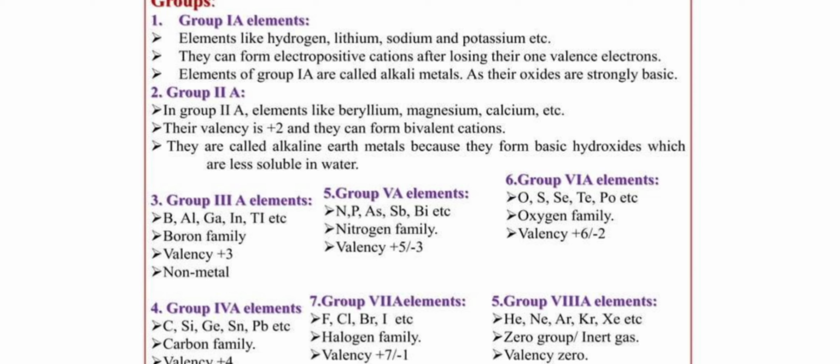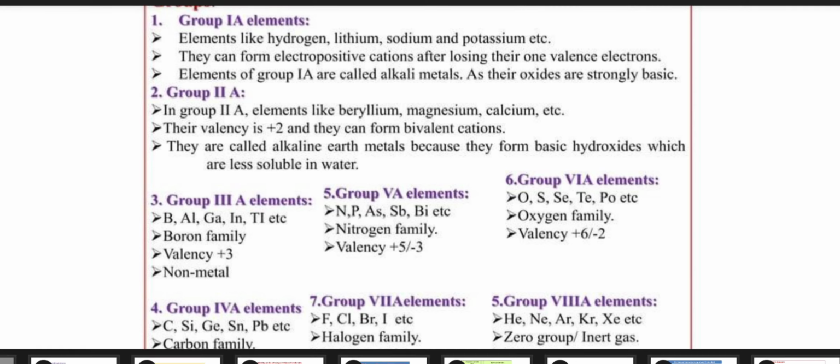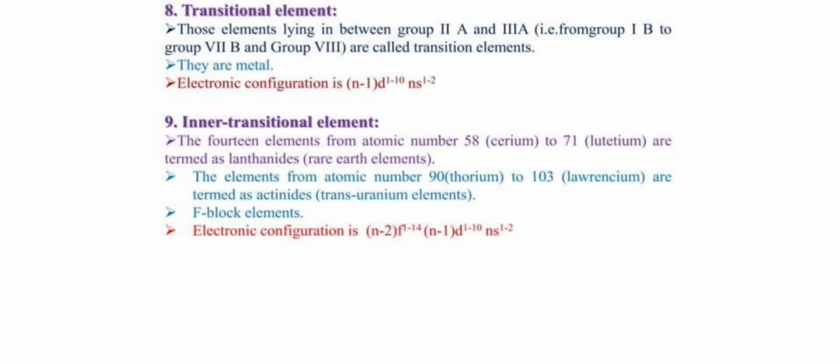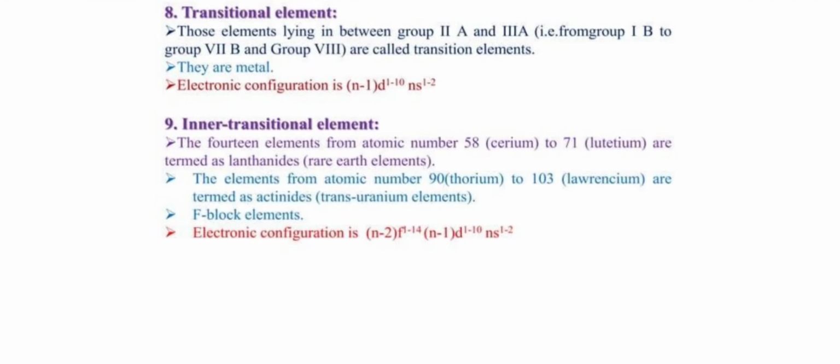Group 3, group 4, you can read from the NCERT. Transition elements: those elements lying between group 2A and group 3A, forming group 1B to group 7B and group 8, are called transition elements. They are all metals. Electronic configuration will be the most important. Please remember the transition element configuration.